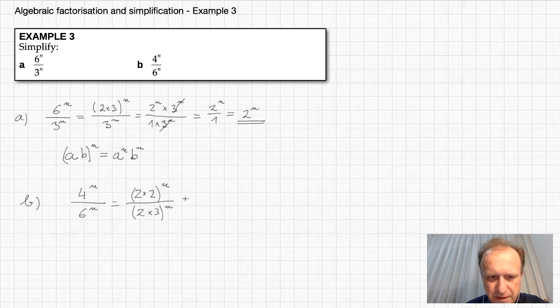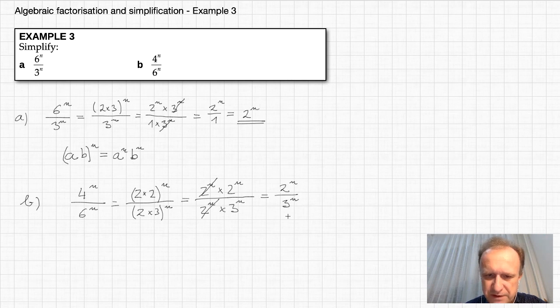Now we can use this power law outlined here, so it's 2 to the power of n times 2 to the power of n in the numerator, divided by 2 to the power of n times 3 to the power of n. Now there is a common factor which can be cancelled out like this, and you arrive at 2 to the power of n divided by 3 to the power of n.